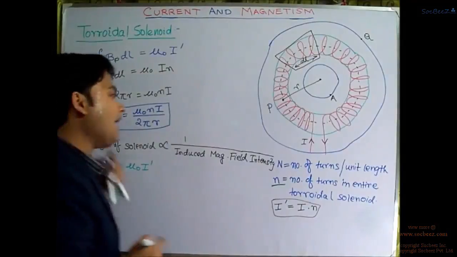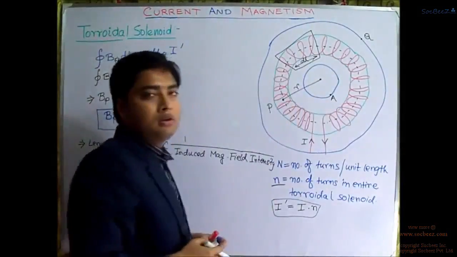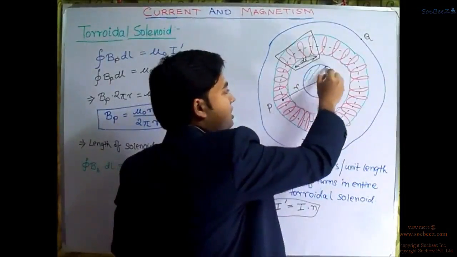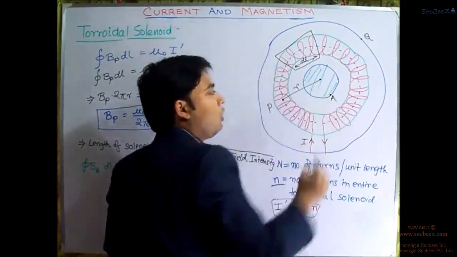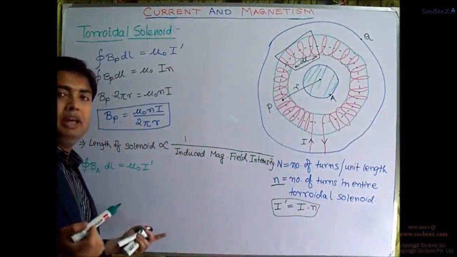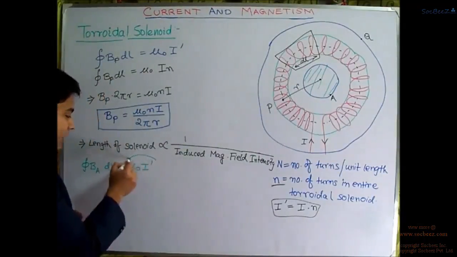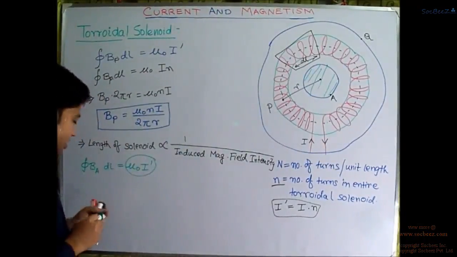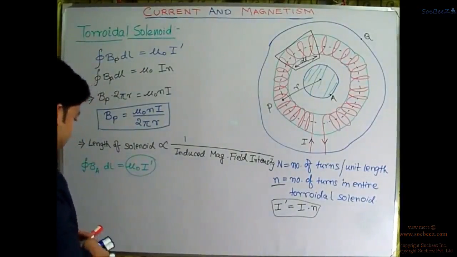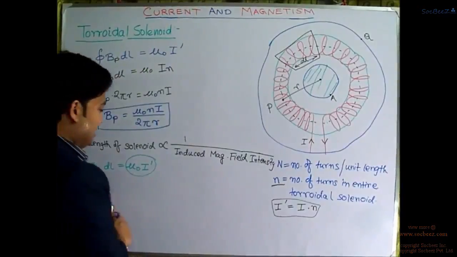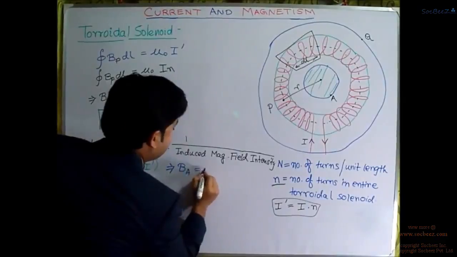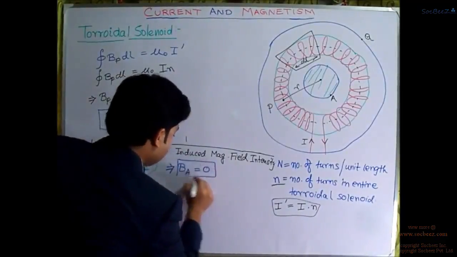Now what will be the I dash for this region? Is any current flowing over this region? Is any current flowing through over here? No. So the value of I dash will simply be equal to 0. So this entire expression will come out to be 0, which means that BA will be equal to 0.